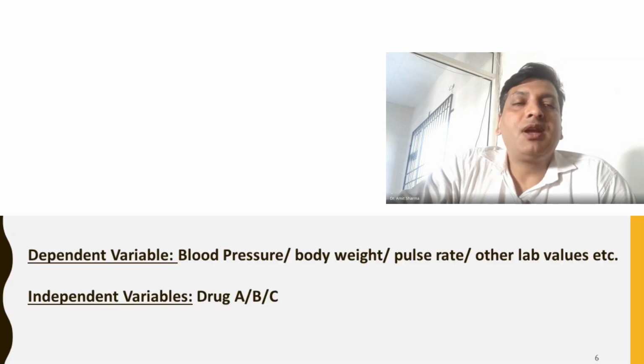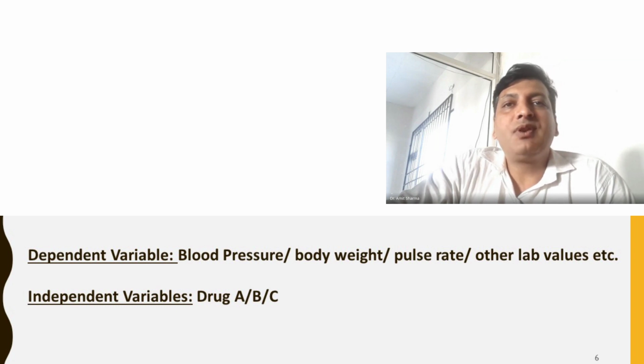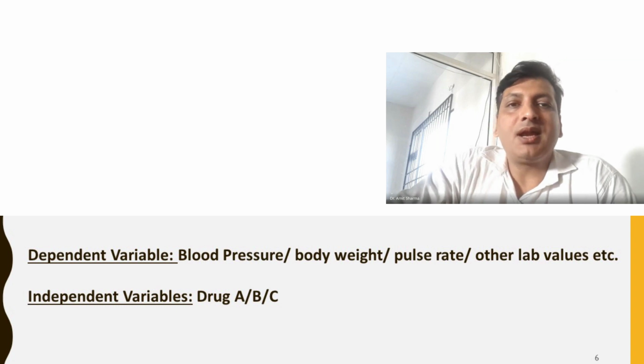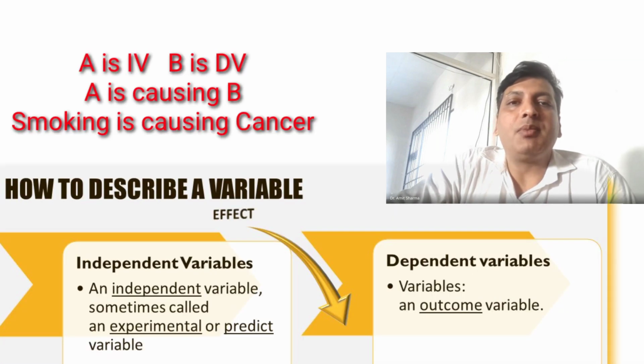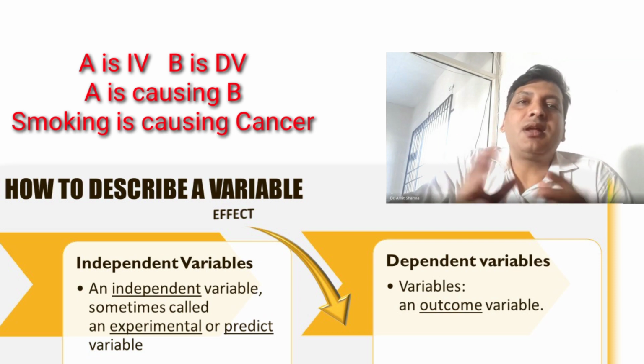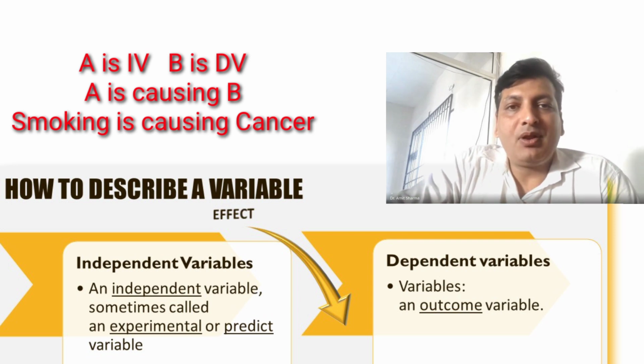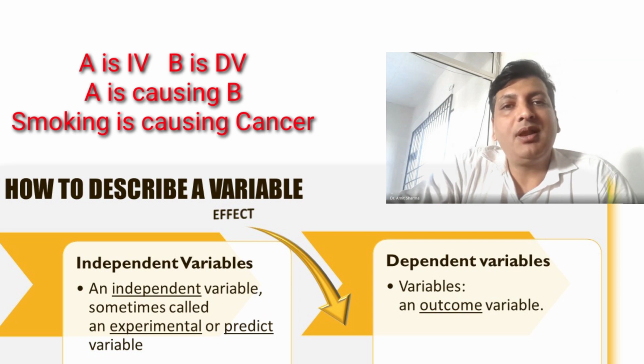Whenever we conduct a research, we will have two different kinds of variables in our research. The first we call the independent variable, and the second we call the dependent variable. We have to see the effect of the independent variable on the dependent variable. In this lecture, I am going to demonstrate with the example of A causing B. Here A will be taken as the independent variable, whereas B will be taken as the dependent variable. That means we want to see the effect of A on B.